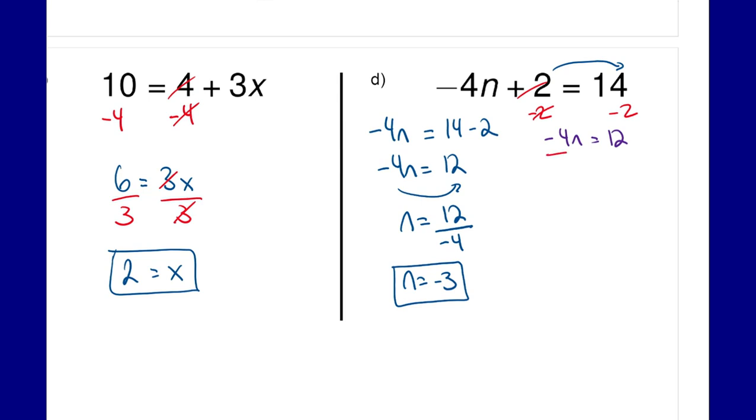We divide by negative 4, divide by negative 4. One side cancels out. I'm left with n is equal to negative 3. It's the exact same thing, right? You might do some of the steps in your head when you're moving things across, but in the end, you still get the same thing on both sides.